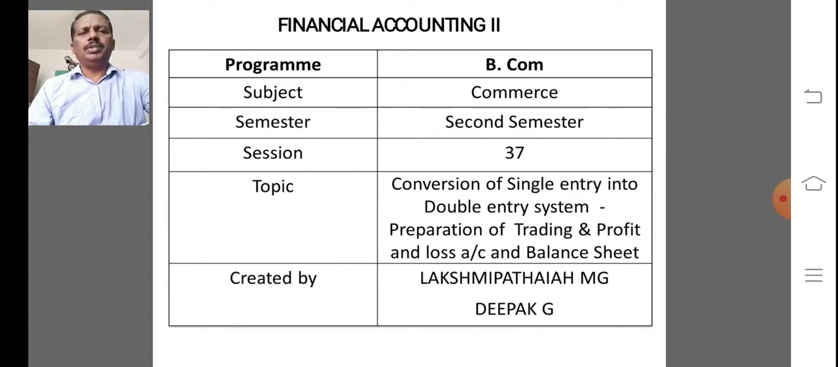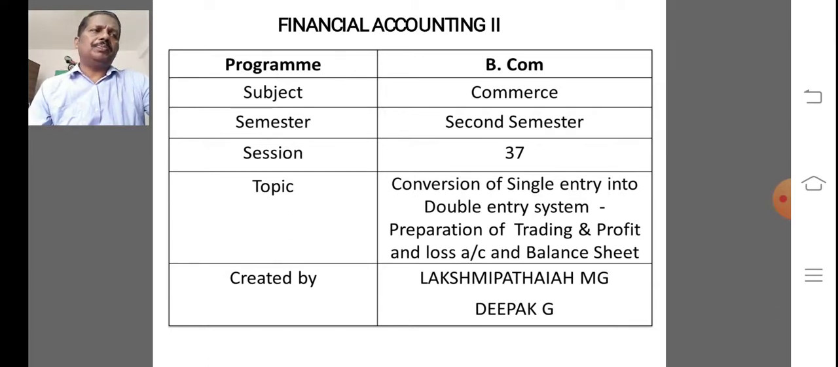Now I am discussing session number 37. The topic is conversion of single entry system into double entry system. Under this session, I am covering the problem for preparation of trading and profit and loss account and also balance sheet. There are different steps in conversion.